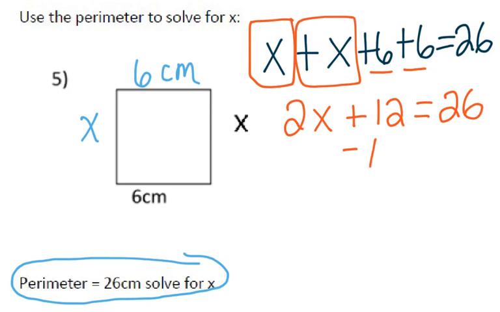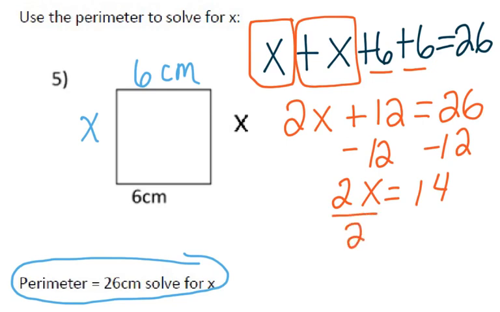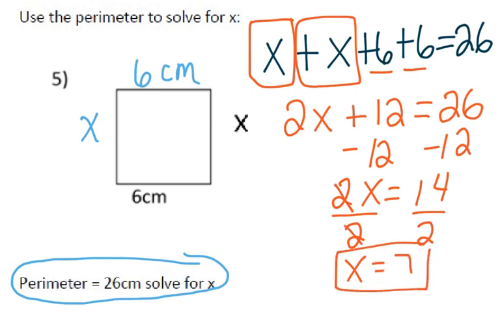So we're going to subtract 12 from both sides. We get 2x equals 14. And then we divide by 2. These cancel. We get x is equal to 7 centimeters.